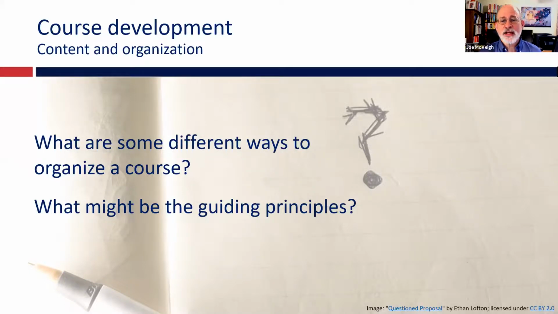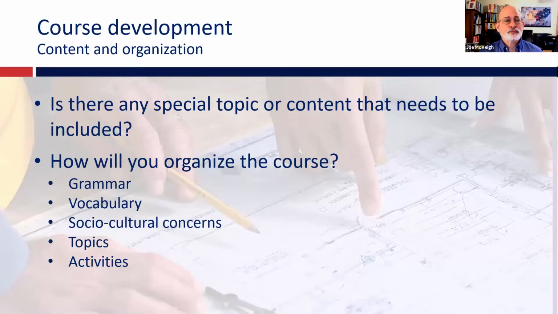Some things that you might consider in organizing the content of the course, you can see here. You might want to think about whether there's any special topic or content that needs to be included. That would be especially in the English for specific purposes area, or for example, English for academic purposes as well. And then if you're putting a course together, there are a lot of different ways that you could organize the information. You could organize it in terms of difficulty of grammatical structure. You could organize it around the vocabulary. You could organize it around topics or themes, or you could think about different types of activities that you would want to include.